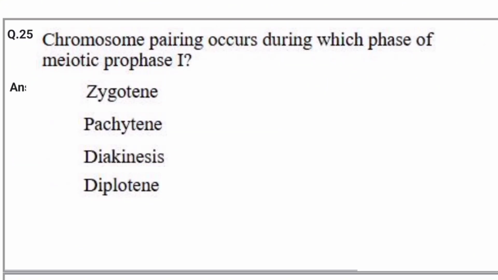Let's see the next question. Chromosome pairing occurs during which phase of meiotic prophase 1? Options are: zygotene, pachytene, diakinesis, diplotene. For this, the correct answer is zygotene.